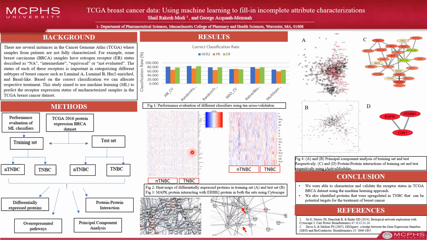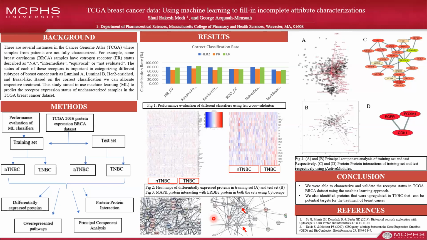Then we used these differentially expressed proteins, and using another Bioconductor package called ReactomePA, we determined the overrepresented pathways. We found activation of the MAPK pathway to be common in both of them. Additionally, this was confirmed when we mapped the differentially expressed proteins on Cytoscape to observe protein-protein interactions. Figure 3 represents the protein-protein interactions between the MAPK family and HER2 protein in the training as well as test set. Hence, this shows that the test set is similar to the training set.